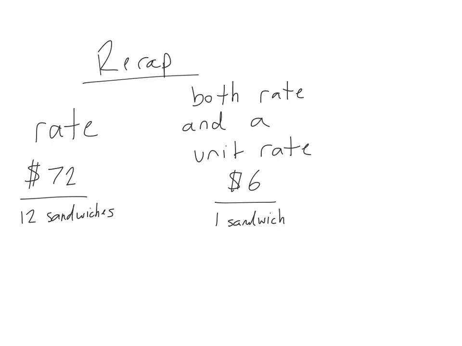Why is it still a rate even though the denominator is 1? Because we're talking about dollars over something that is not dollars, in this case sandwiches. So different types of units on top and bottom. That is why they're both rates. This one just happens to be more specifically a unit rate because the denominator is a 1.